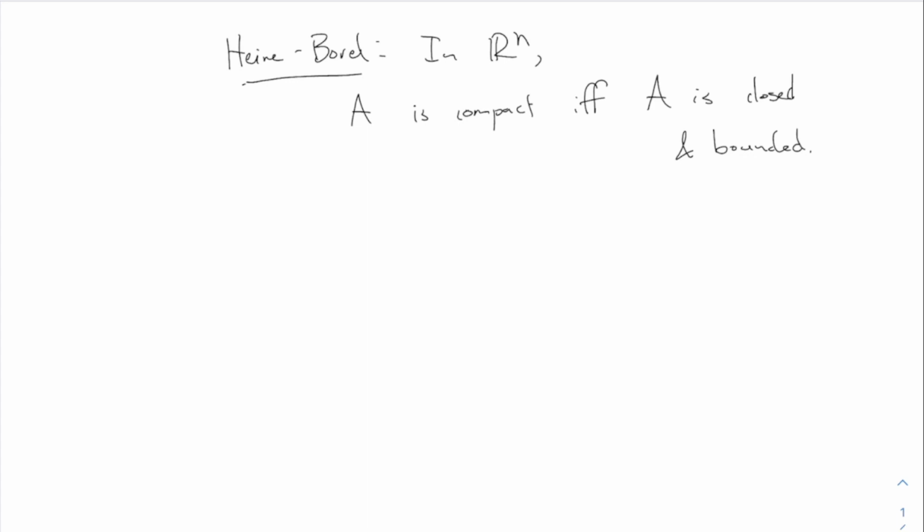And I will refresh our memory about compact. Remember, compact means any open cover has a finite subcover, right? So the Heine-Borel says in Rn that the open cover, finite subcover property is equivalent to closed and bounded, which in my opinion is a much easier concept to understand than this open cover finite subcover business. But they're only the same in Rn.